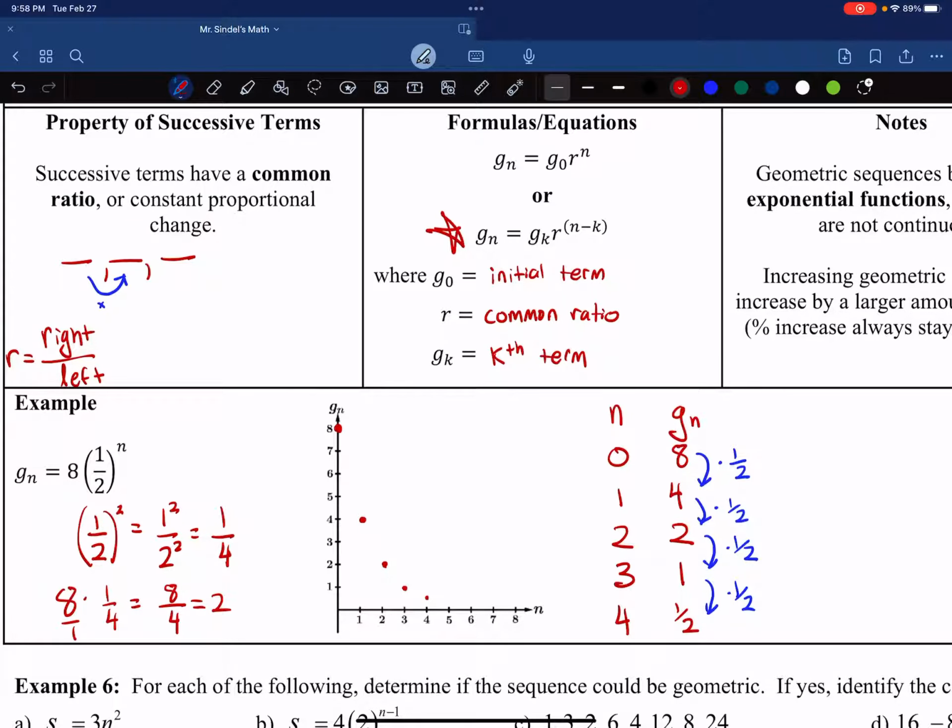And again, I'm not going to connect these with a line. This is discrete. This is just a series of points. That's all I can do.